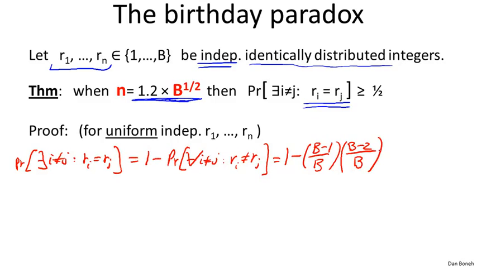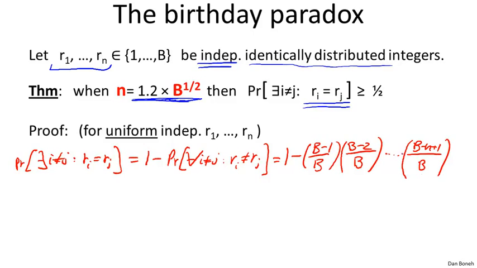So R4, its probability of not colliding with R1, R2, or R3 is (b minus 3) over b, and so on and so forth until we get to the very last Rn. The probability that Rn does not collide with the previous Ris: well, there are n minus 1 slots taken up by the previous Ris. So if Rn falls into any of the remaining b minus n plus 1 slots, it's not going to collide with any of the previous R1 to Rn minus 1.